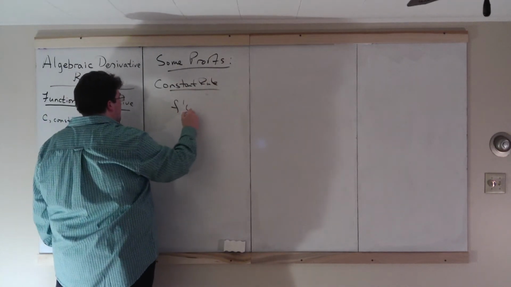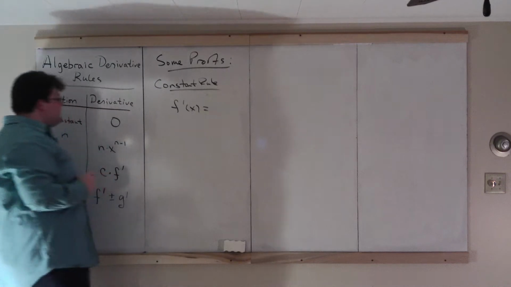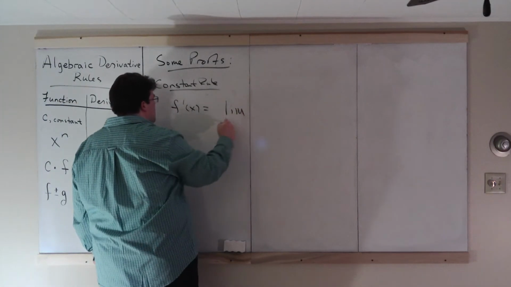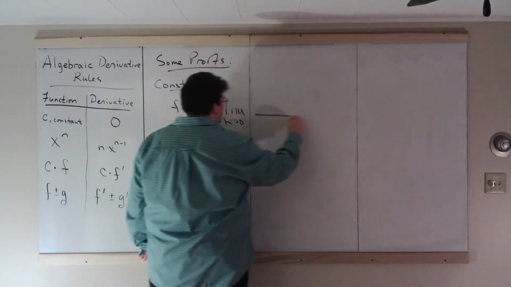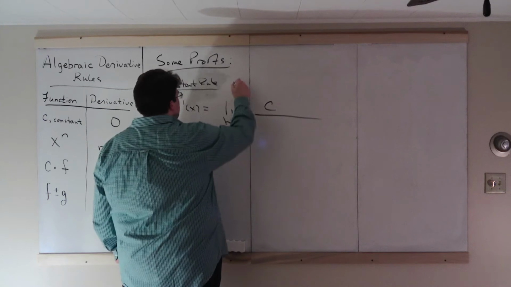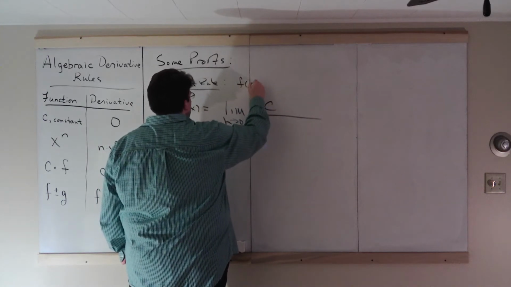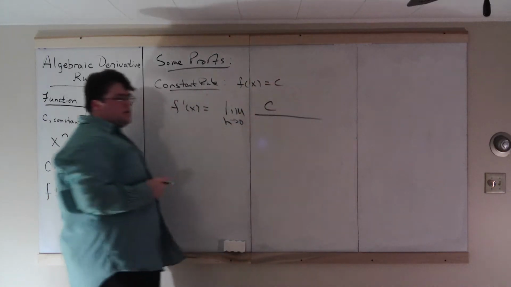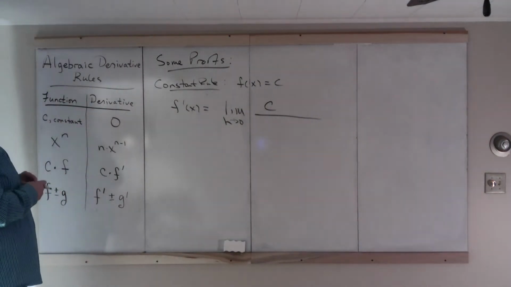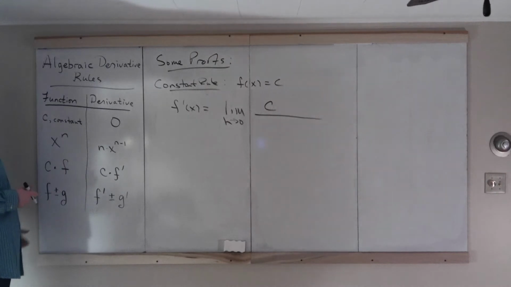Well, let's take f prime of x. f of x here is a constant. Limit as h approaches 0, we'll use that definition. f of x plus h. Our function here, it's the constant function. f of x is the constant function. f of x equals c.